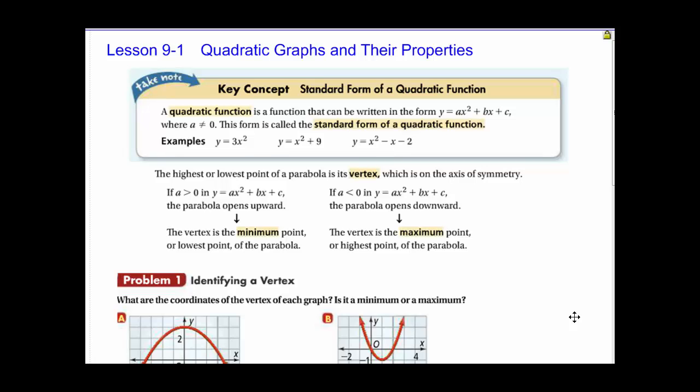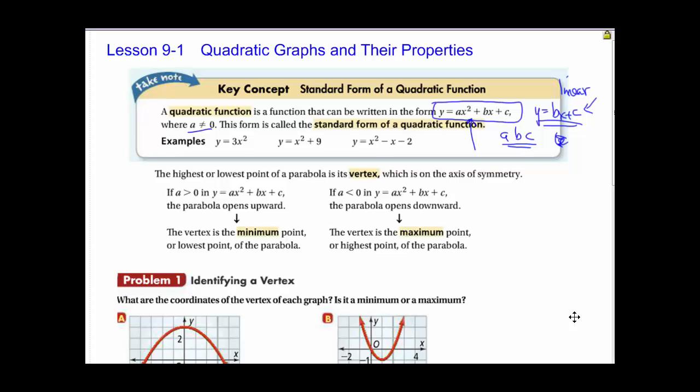So key concept, the standard form of a quadratic. A quadratic function is a function that can be written in the form y equals ax squared plus bx plus c, where a, b, and c are just coefficients or numbers. Now, we cannot have a equal to 0, because if a equals 0, we would get y equals bx plus c, and then this is, if you remember, a linear line. So the standard form of a quadratic is y equals ax squared plus bx plus c.